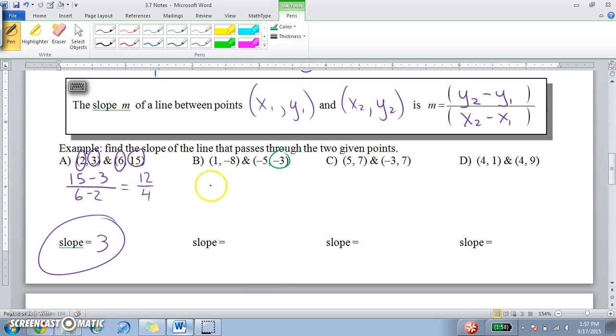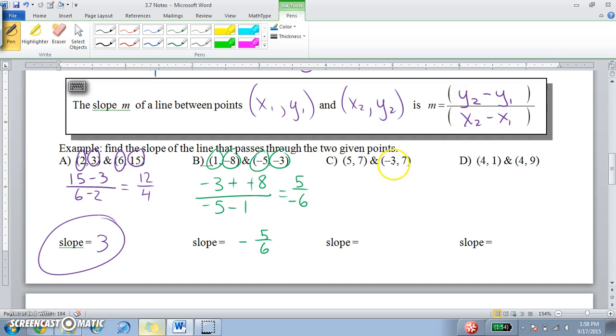Here, the y-coordinates are negative 3 and negative 8. So negative 3 minus a negative 8 over, the x-coordinates are negative 5 and 1, negative 5 minus 1. So negative 3 minus a negative 8 turns into negative 3 plus 8. Negative 3 plus 8, or 8 minus 3, is 5, and negative 5 minus 1, those are both negative, so that becomes negative 6. So I've got 5 over negative 6, so we just write that as negative 5 over 6. We just move the negative out front.